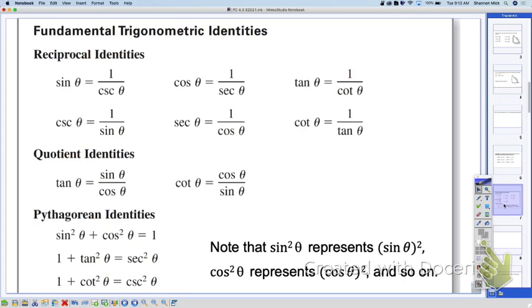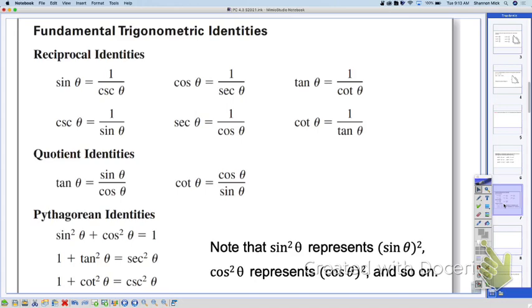Okay, so what's on there? I want to just make sure we got that. Okay, we know reciprocal identities already. We know that sine and cosecant are the reciprocals of each other, correct? I just haven't written them in this form. But if I told you sine was a half, you would tell me cosecant was 2, wouldn't you? So that's all this says.